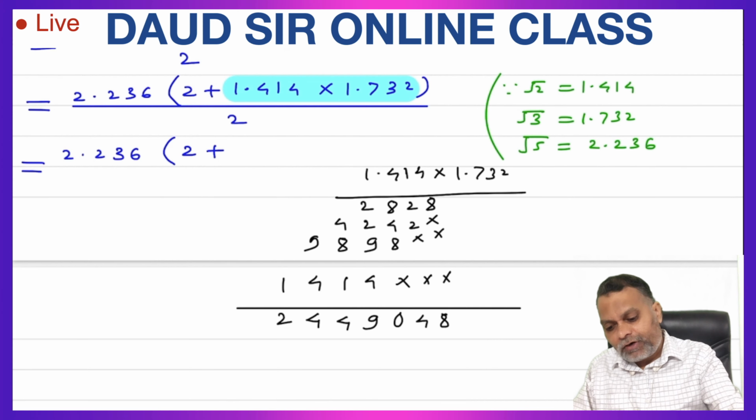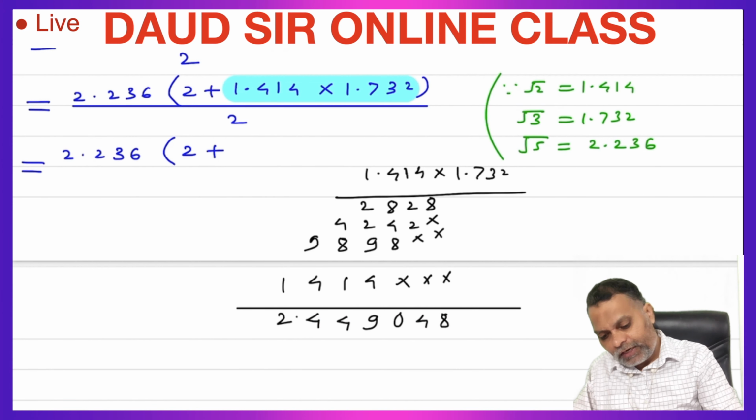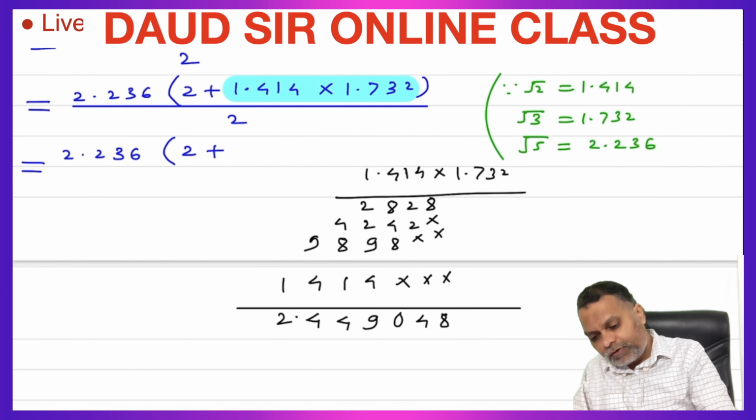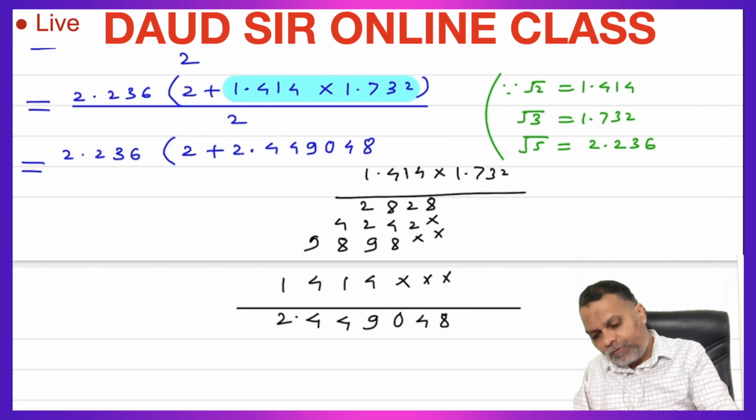After how many digits we have to put the decimal? 1 2 3 4 5 6 digit. Count 6 digit from unit place. 1 2 3 4 5 6. So this is 2 point. So here we can put the decimal. So this is 2 point, 2.449048.